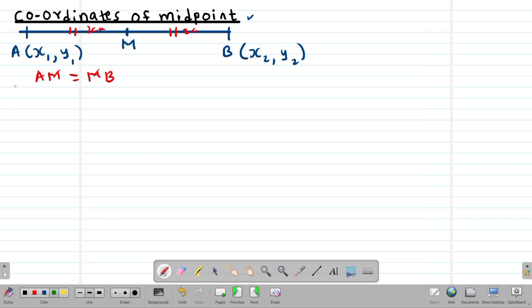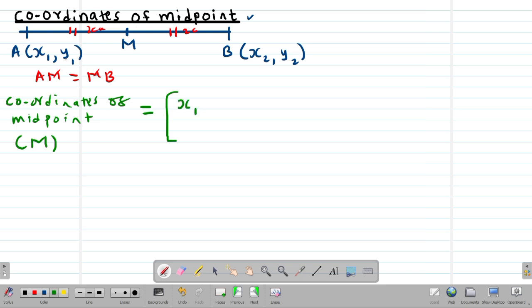Now, if we want to get the coordinates of the midpoint, the coordinates of the midpoint, which in this case is M, will be given by the following. You take the sum of the x coordinates, along the x-axis. So you take x1, then you add x2. So you'll have x1 plus x2, divided by 2, then comma.